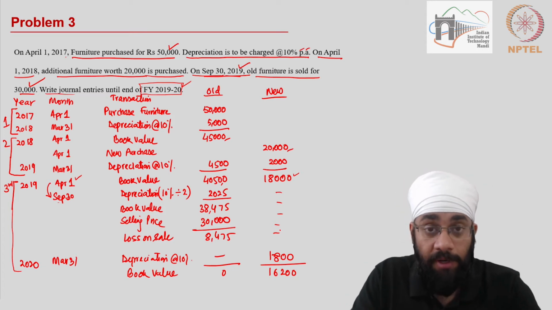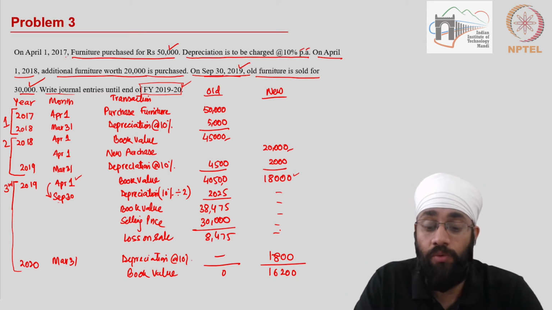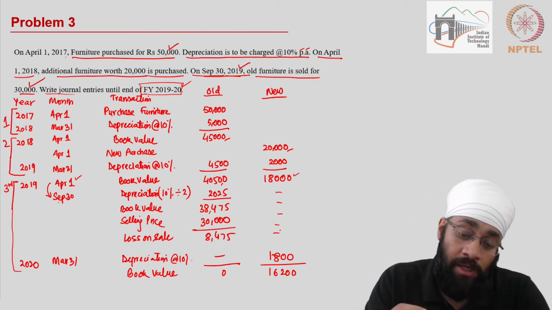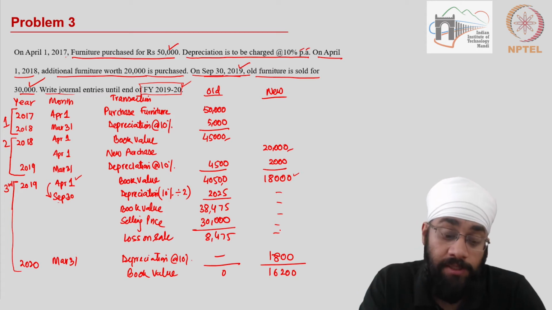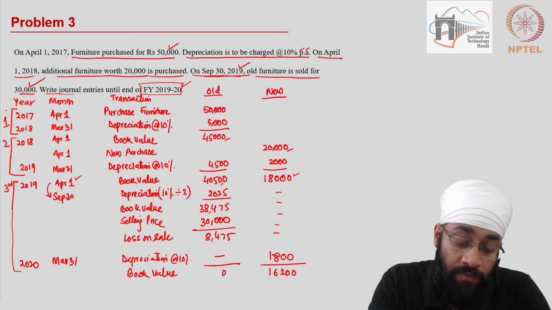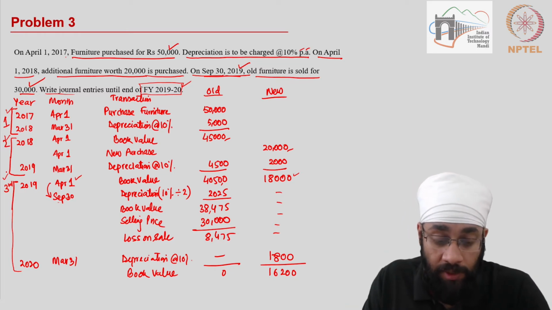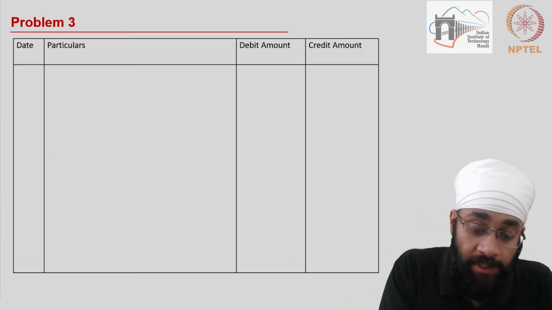So see, this is a little bit complex transaction. So we had to draw this table. I had to explain it to you step by step. Now we're going to write the journal entries. In the journal entries, we're going to write it for 3 years, year by year. So let us start 2017.